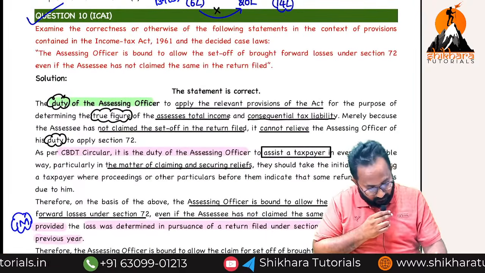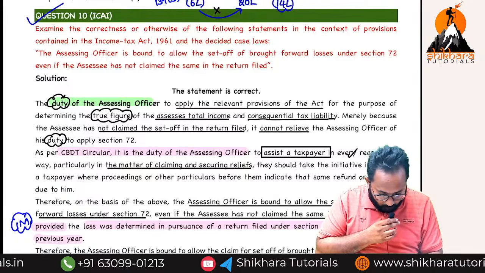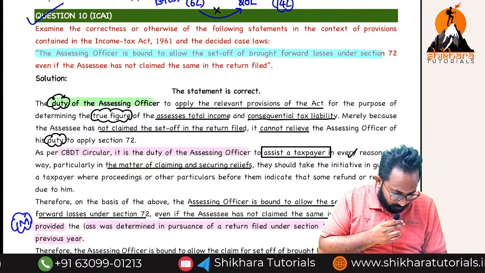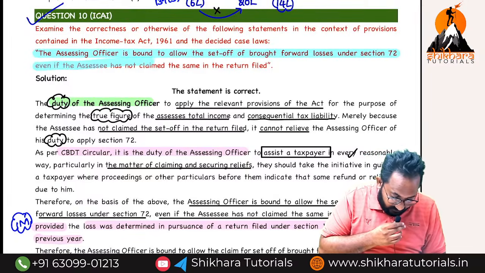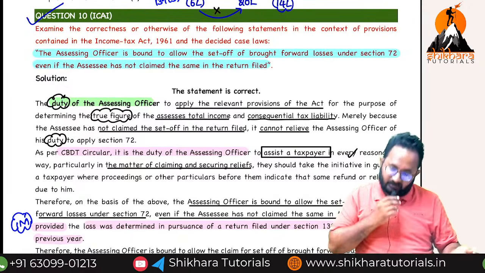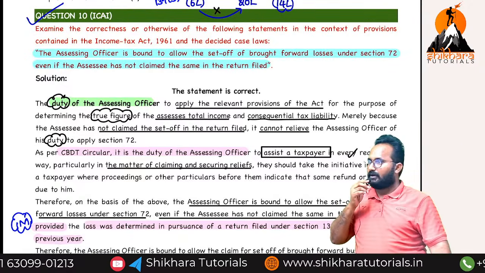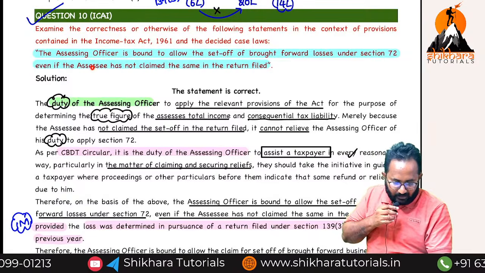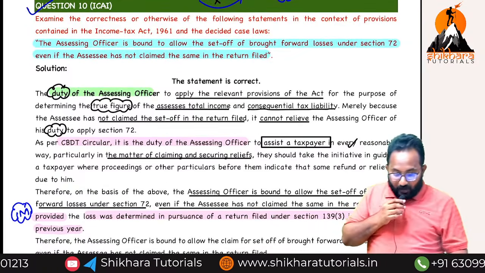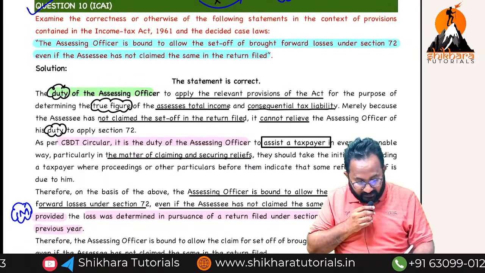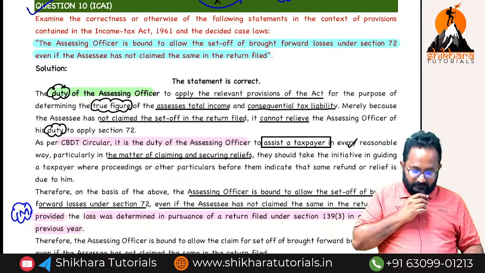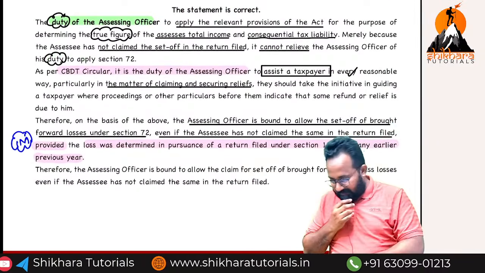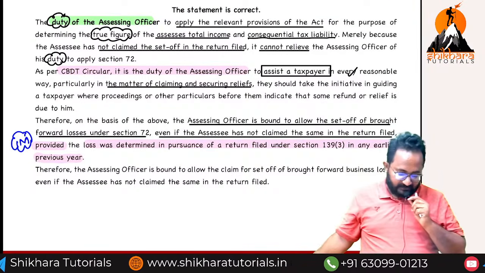Clearly, first see the question. The assessing officer is bound to allow the set-off of brought forward losses under section 72 even if it is not claimed in the return. Yes, that statement is correct. Even though we forget to claim any loss in the return, who has the duty to do all these things? The assessing officer. So that statement is 100% correct.